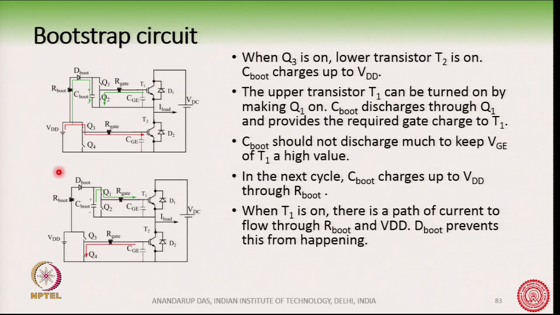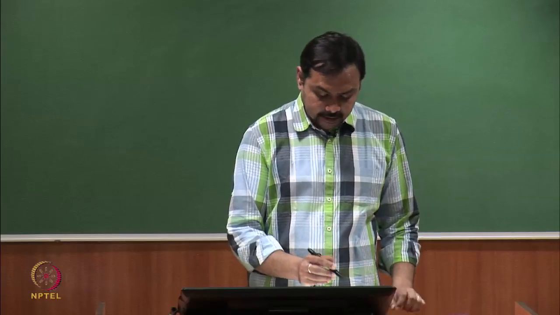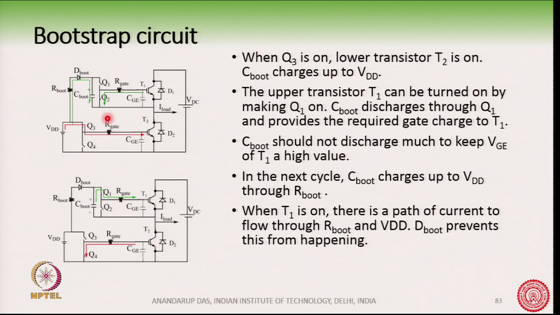Now, this capacitor C boot, which is charged, is useful for turning on the IGBT T1. How? When you want to turn on T1, you will turn on Q1 and then C boot will flow like this here. C boot will discharge and provide the gate charge required for T1.